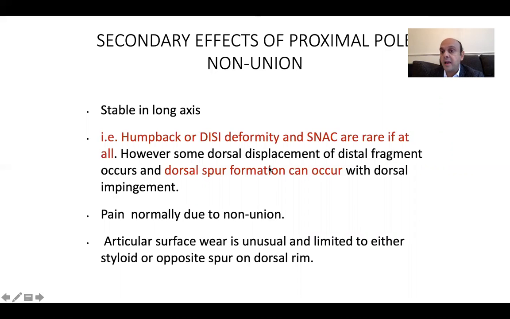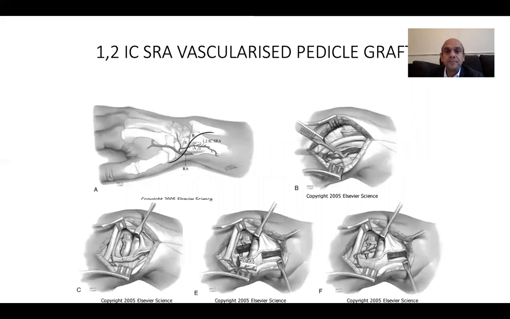Some dorsal spur can happen, as I've shown you in those X-rays. Pain is mostly due to non-union, or because of these spurs, when a patient will extend the wrist, those spurs hit the dorsal rim of radius and they get a sort of kissing lesions, if you like, and spur formation. And sometimes they can get a wear on the radial styloid. So recently I did an arthroscopy on a proximal pole non-union, and there was a lot of wear in the styloid. So all that patient needed was a styloidectomy and a screw fixation for proximal pole non-union.